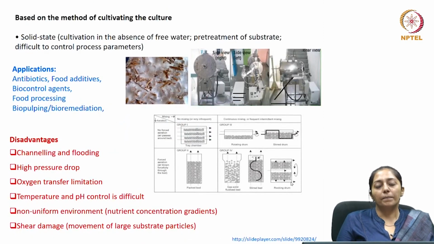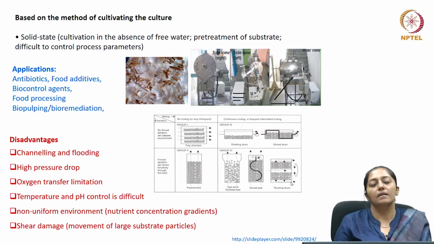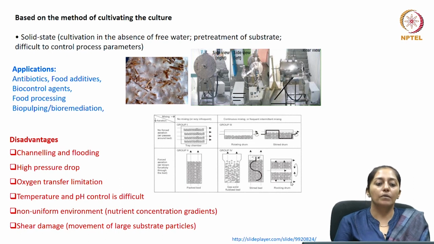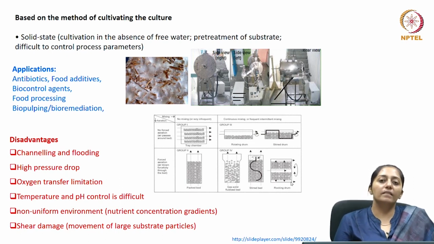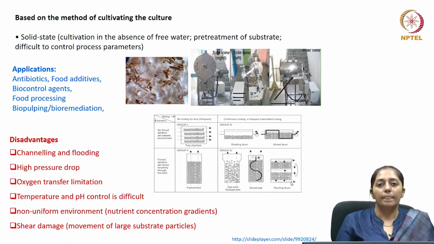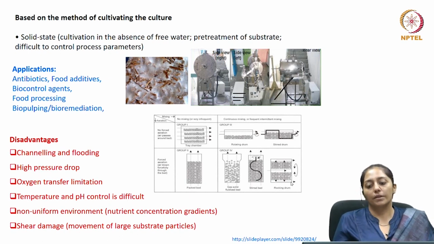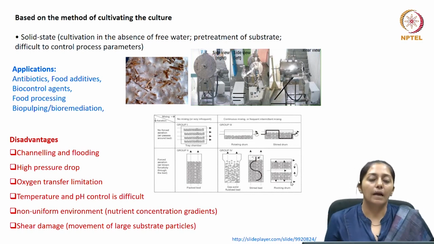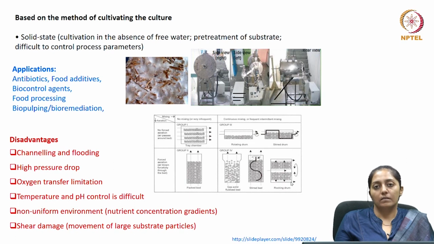Now, apart from different modes of cultivations, so we have classified bioreactors depending on the different modes of cultivations as batch reactors, fed batch reactors or continuous reactors. Now, reactors can further be classified based on the method of cultivating the culture, which means that depending on the water activity, solid state fermentations or suspension cultures. Solid state fermentations involve cultivation in the absence of free water. This may require pre-treatment of substrates, and because there is less water activity, it might be difficult to control the parameters with the help of the measuring systems like pH and temperature probes, because they cannot ensure a uniform or homogeneous reactor environment.